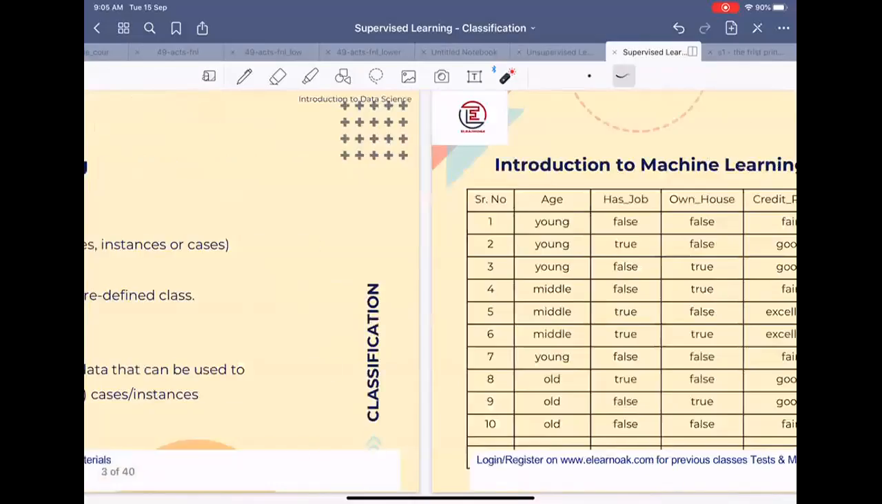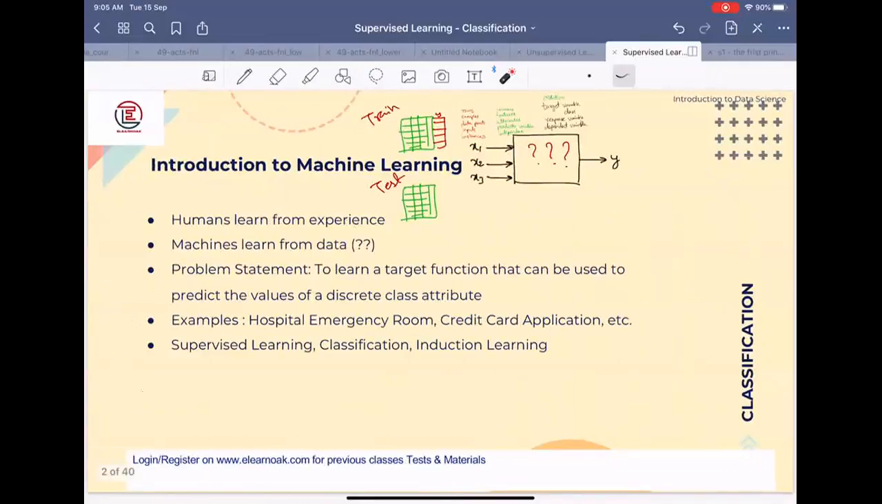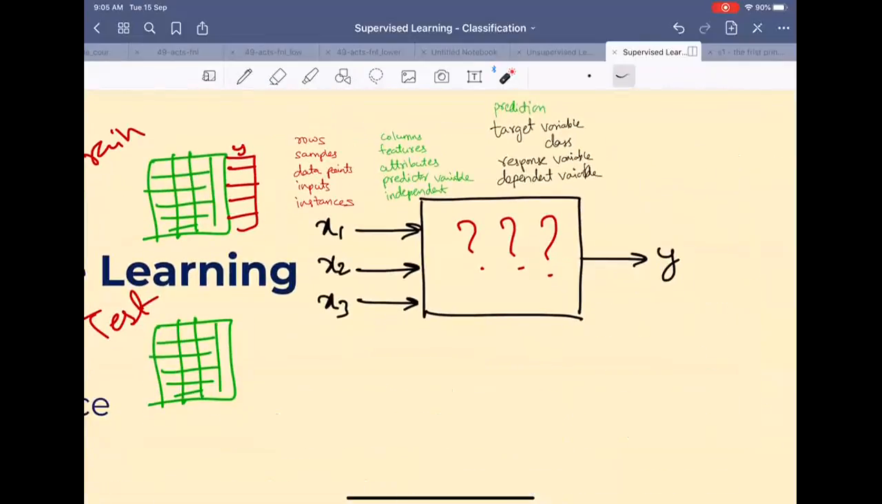I drew a lot of diagrams like this, where I said that these are the inputs that will go to a model, to a system, and that system comes out with an output Y, which is the target variable. We are trying to represent the internals of the system by some machine learning algorithm. That is what supervised machine learning is.